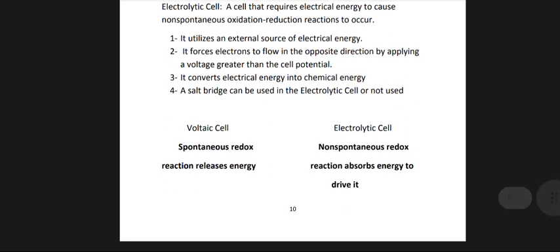Difference between voltaic cell and electrolytic cell. Voltaic cell: spontaneous redox reaction. Electrolytic cell: non-spontaneous redox reaction. In case of a voltaic cell, the reaction releases energy. In an electrolytic cell, the reaction absorbs energy to drive it.